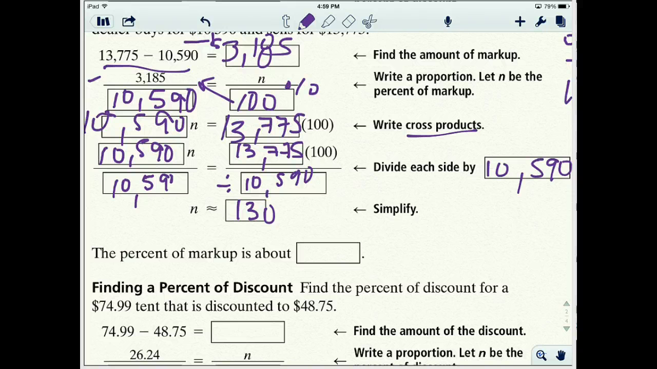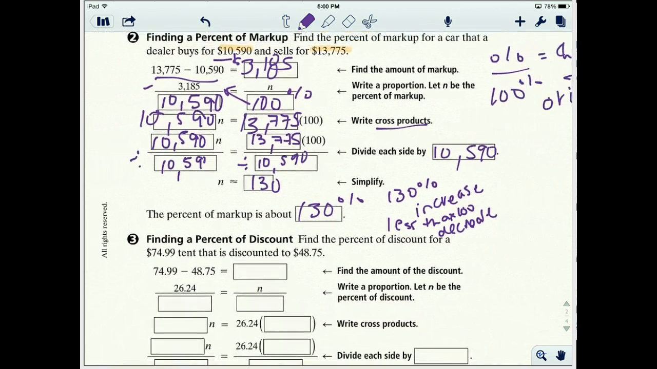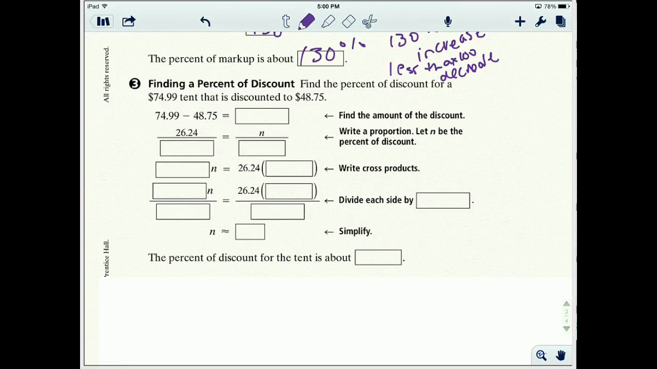And that makes sense, guys. If you're going up by 130%, that means that it increased. If it was less than 100, then it would have been a decrease. Therefore, the percent markup is up by 130%, and I know that's right because it's bigger than 100, so it was an increase. Let's go ahead and look at example 3.